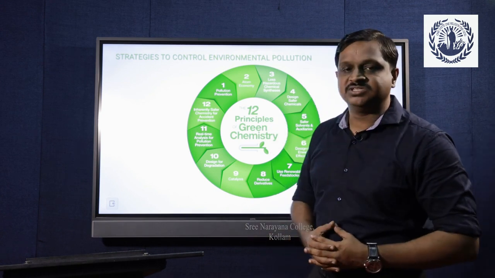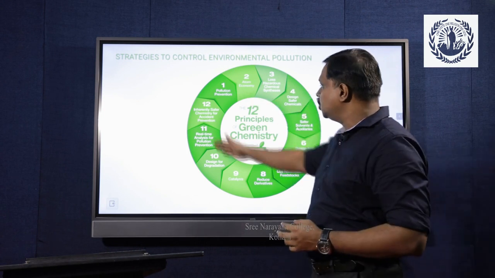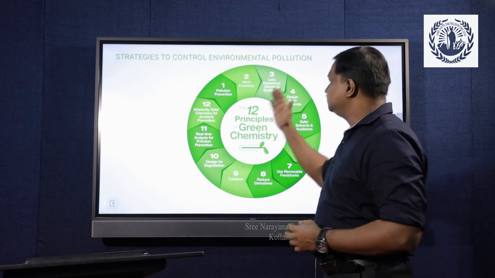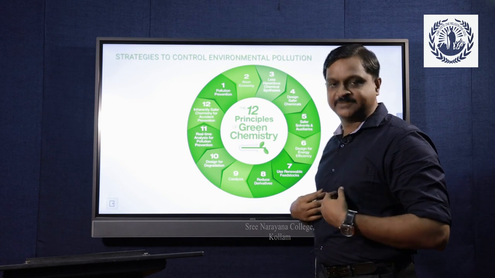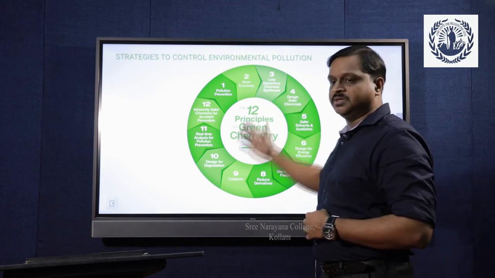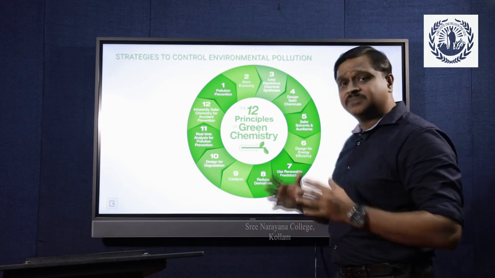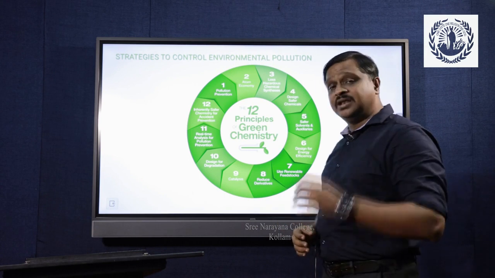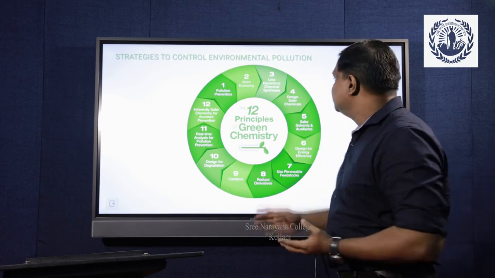The idea of green chemistry is very important, and it works on the basic 12 principles that you can see here. The first one is pollution prevention. First of all, we have to prevent the pollution. That must be our strategy. The second one is atom economy, which deals with improving efficiency by using different ways that you can select. And the third one is using less hazardous synthesis methods.